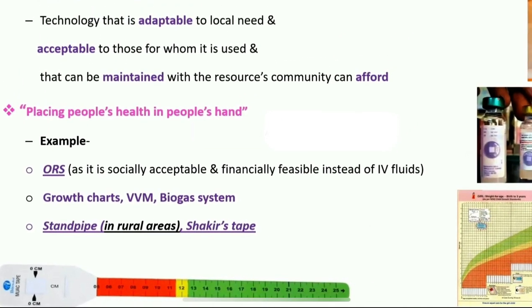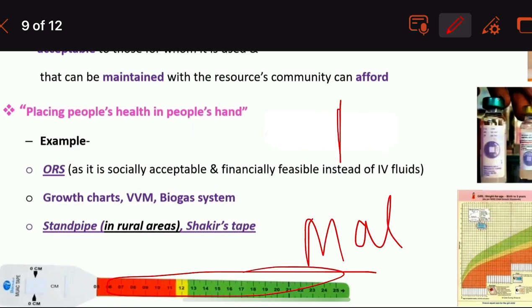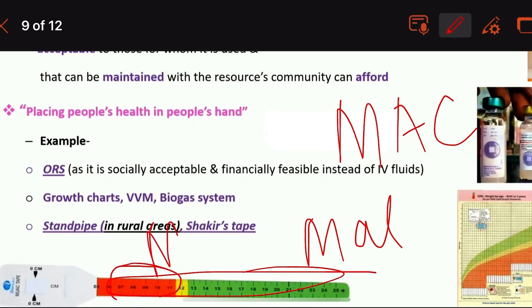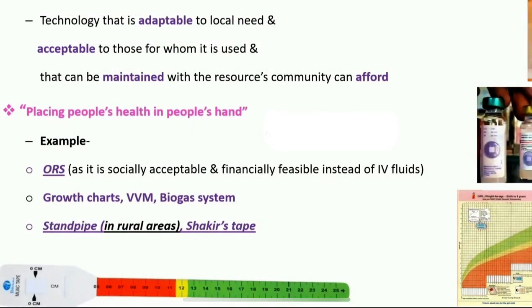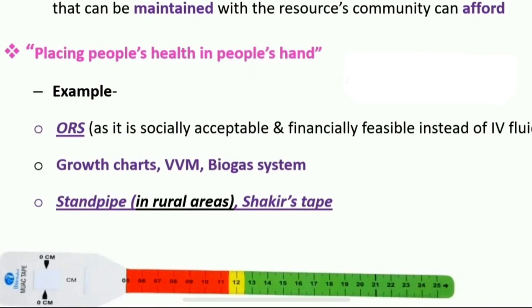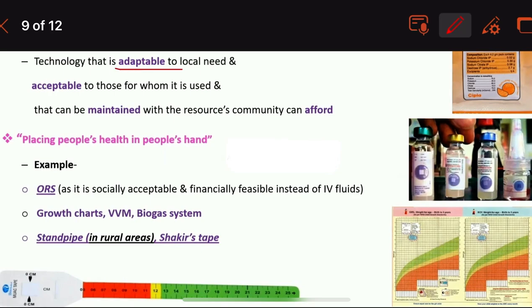And then we have the biogas system as well. Next, the standpipe in rural areas and Shakir tape. Very important, guys. Shakir tape, where in malnourished children the mid-arm circumference of the child will be measured, and very clearly, in the simplest way, if it is falling under the red, the baby is malnourished. If it is yellow, the baby is heading towards being malnourished. And if the reading is falling under the green area, it shows that the baby is healthy. So we know the Shakir tape for the malnourished baby, and we also have the standpipe in the rural areas. So this was about the appropriate technology. We saw that the technology should be adaptable, acceptable, and maintained such that the community can afford.